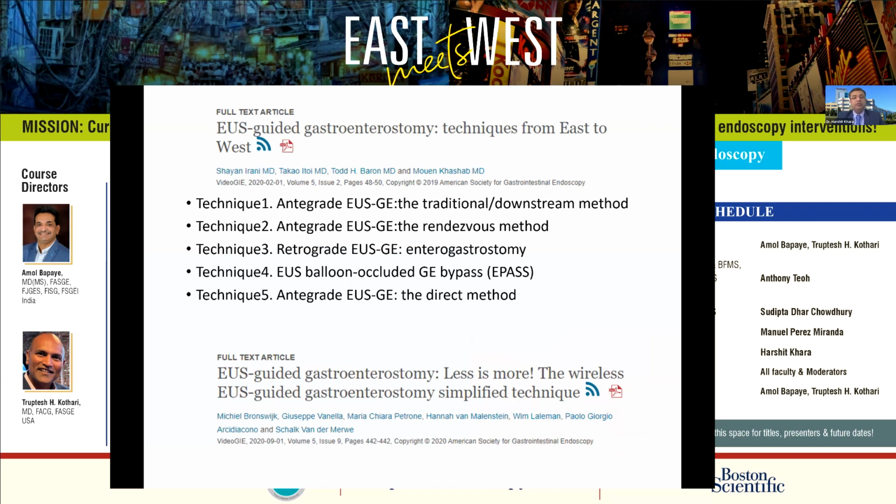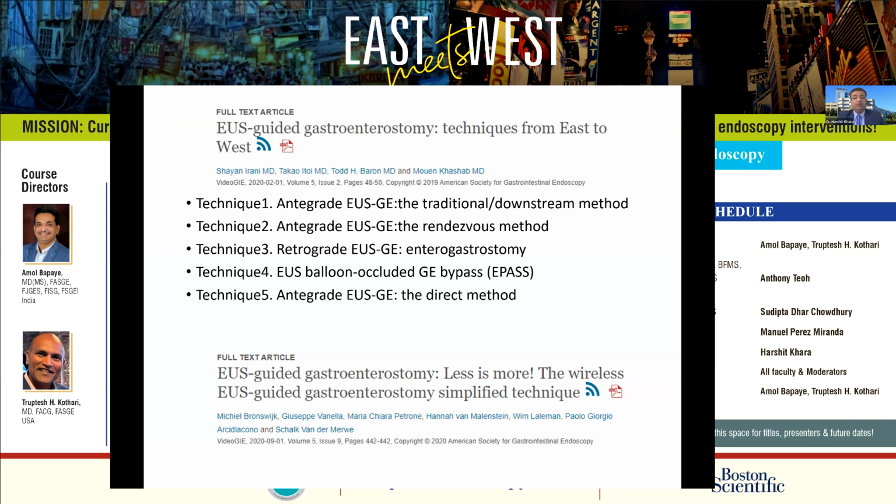So the techniques from east to west, I thought that was a fitting paper for our webinar, suits our topic as well. The different techniques used are antegrade EUS-GE, which is the traditional downstream method, or a rendezvous technique, or a retrograde where you go into the jejunum and do an enterogastrostomy, as long as that is traversable, or the EPAS technique that Anthony has published a lot on as well, and the antegrade direct freehand method.